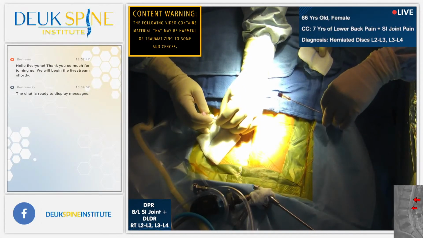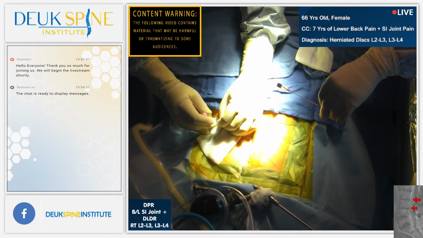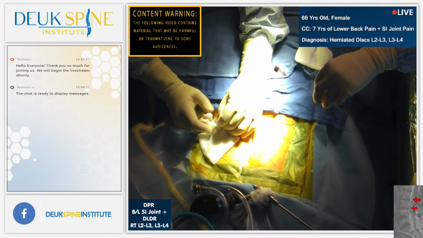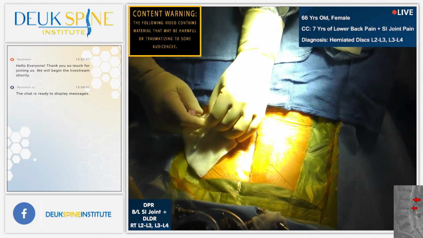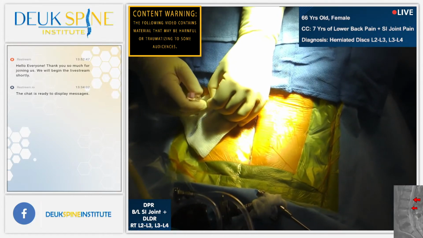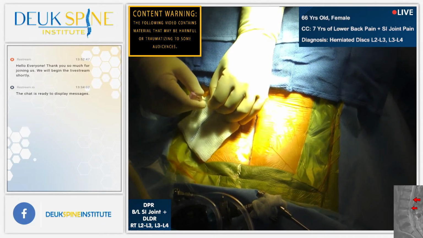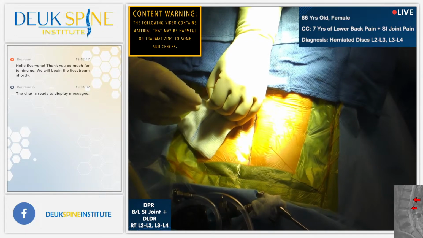All right, welcome to the Duke Spine Institute. It is July 18th, 2023, and we are working on our patient who's visiting us from out of state. She is from Texas, the lovely state of Texas. We have a lot of patients from Texas. And she basically is here because she's having problems with her lower back above and below her fusion.